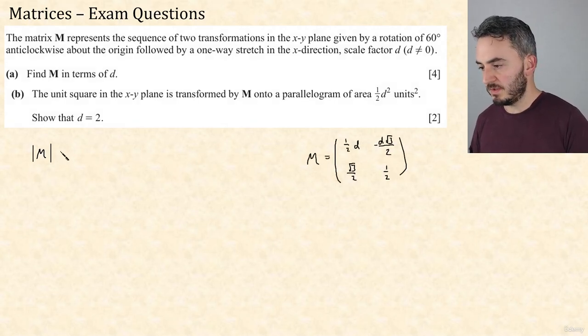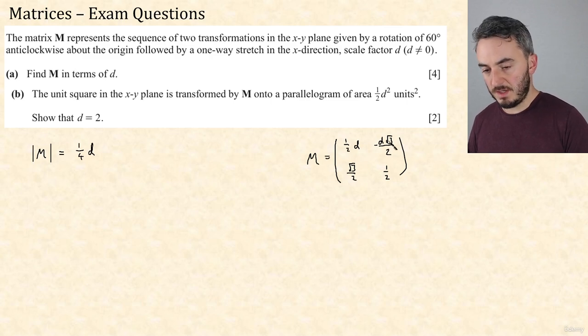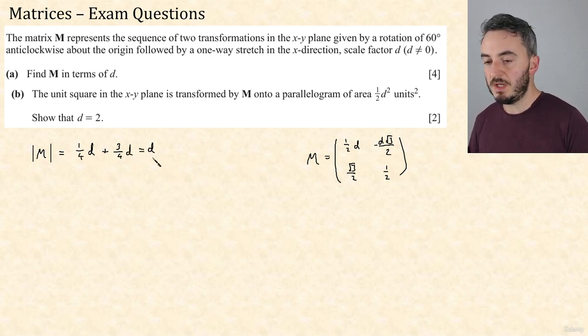And so the determinant of that is half d times a half, so a quarter d, minus this times this. So that is minus minus, so plus. And what have we got? We've got d times root 3 over 2 times root 3 over 2, which is 3/4. So plus 3/4 d. And that is just d. So we found that the area of the unit square is now d, but it's also half d squared.